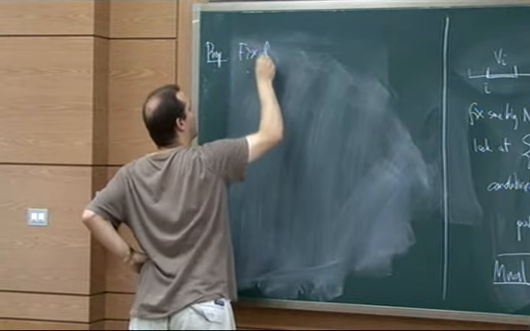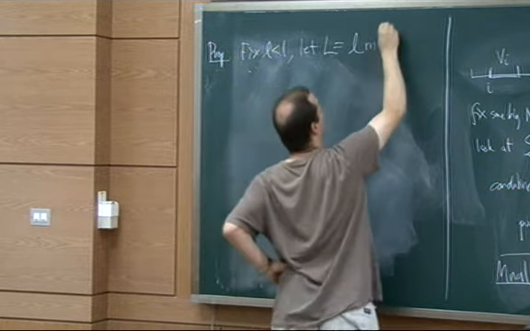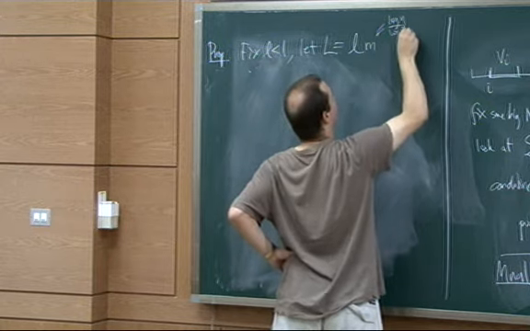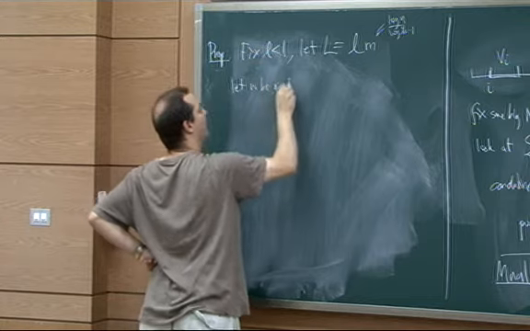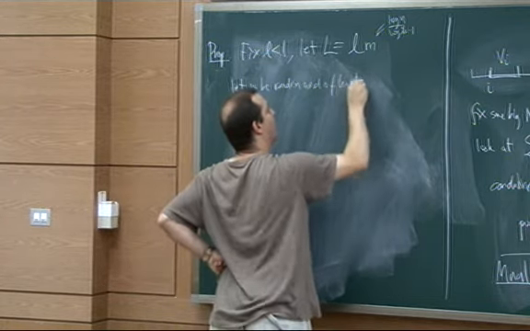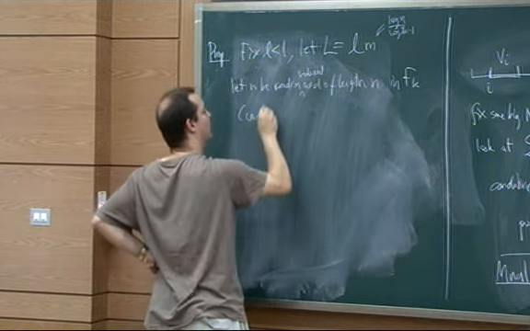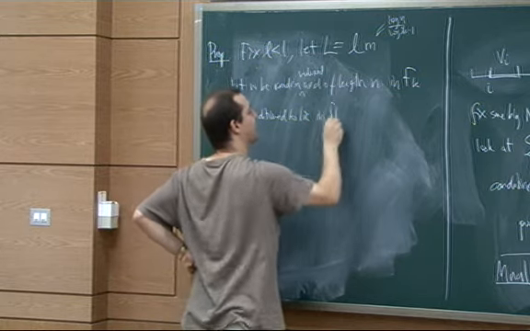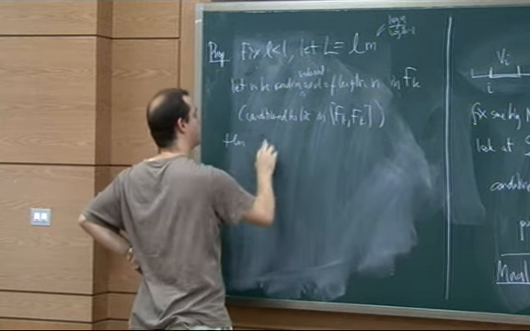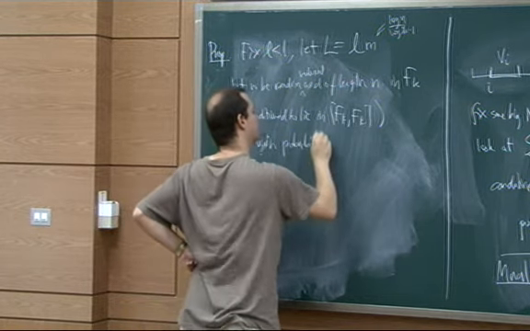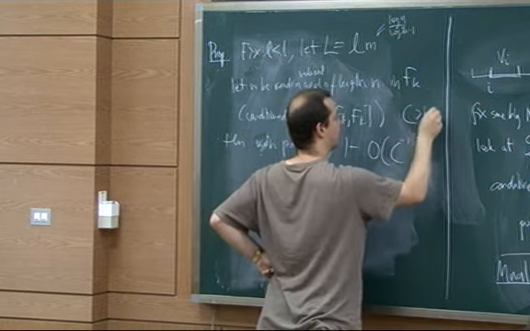So fix L less than 1, and let L equal L m. Remember, m was log n on log 2k minus 1. And let W be a random reduced word of length n in Fk, conditioned to lie in the commutator subgroup, if we like. Then, with probability like this. So here c is bigger than 1 and c is bigger than 0.